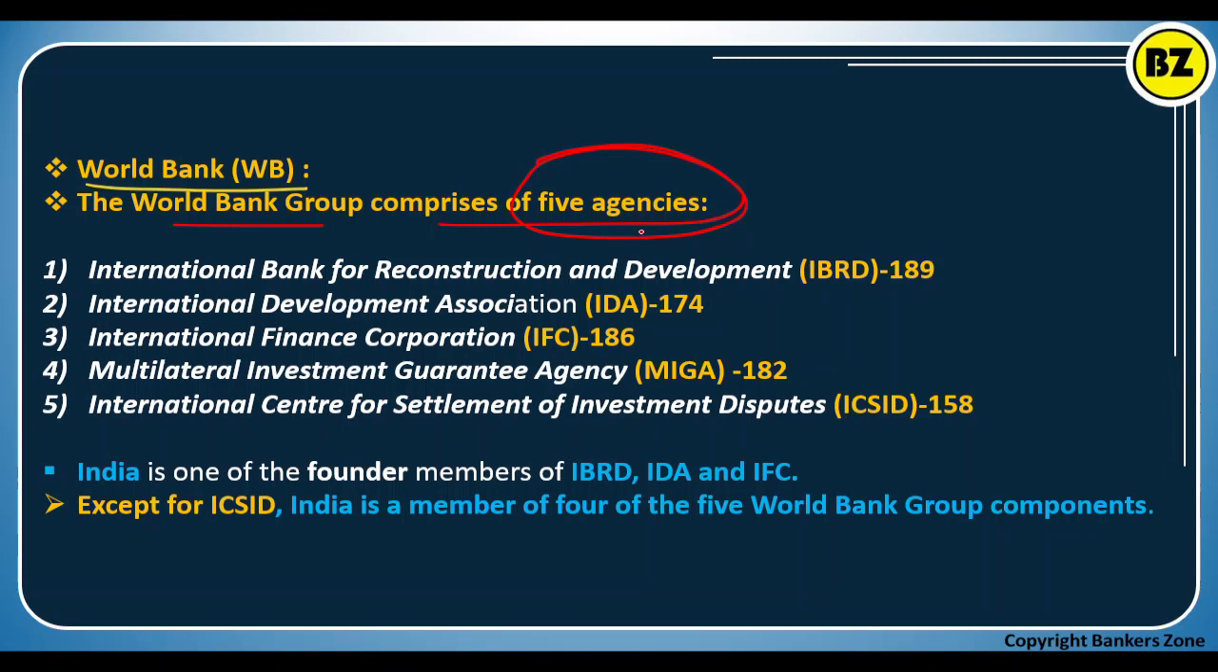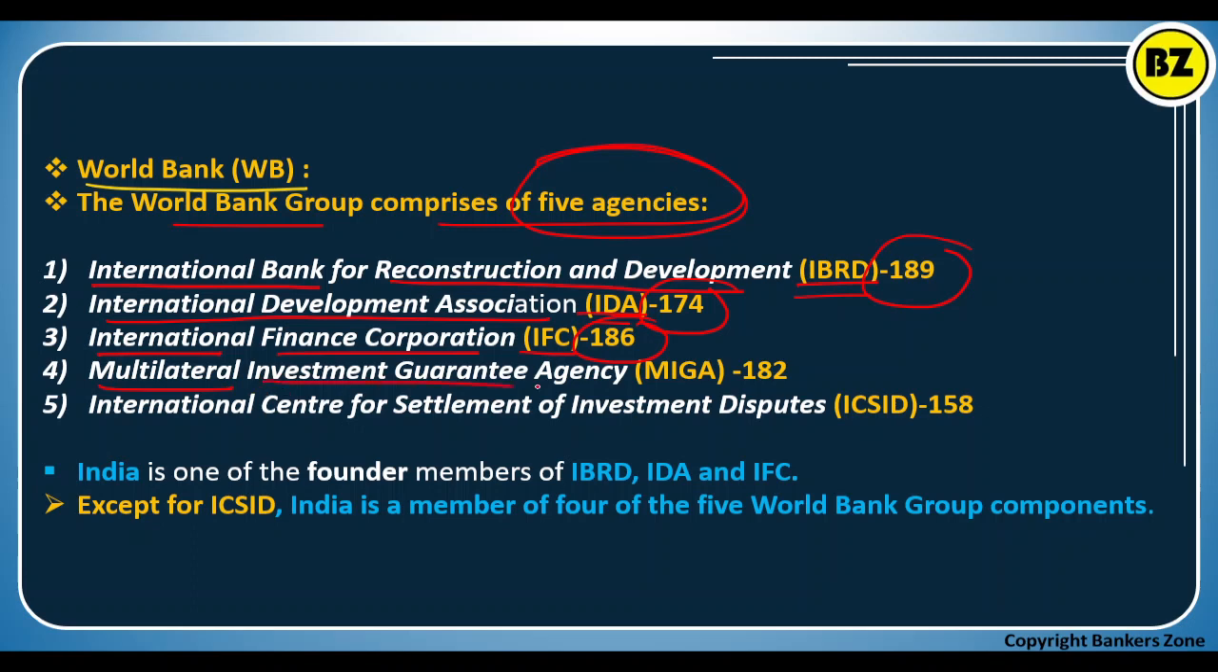What are the World Bank group members? The World Bank consists of the International Bank for Reconstruction and Development, called the IBRD, having 189 members. Second, the International Development Association, IDA, having 174 members. Third, the International Finance Corporation, IFC, having 186 members.